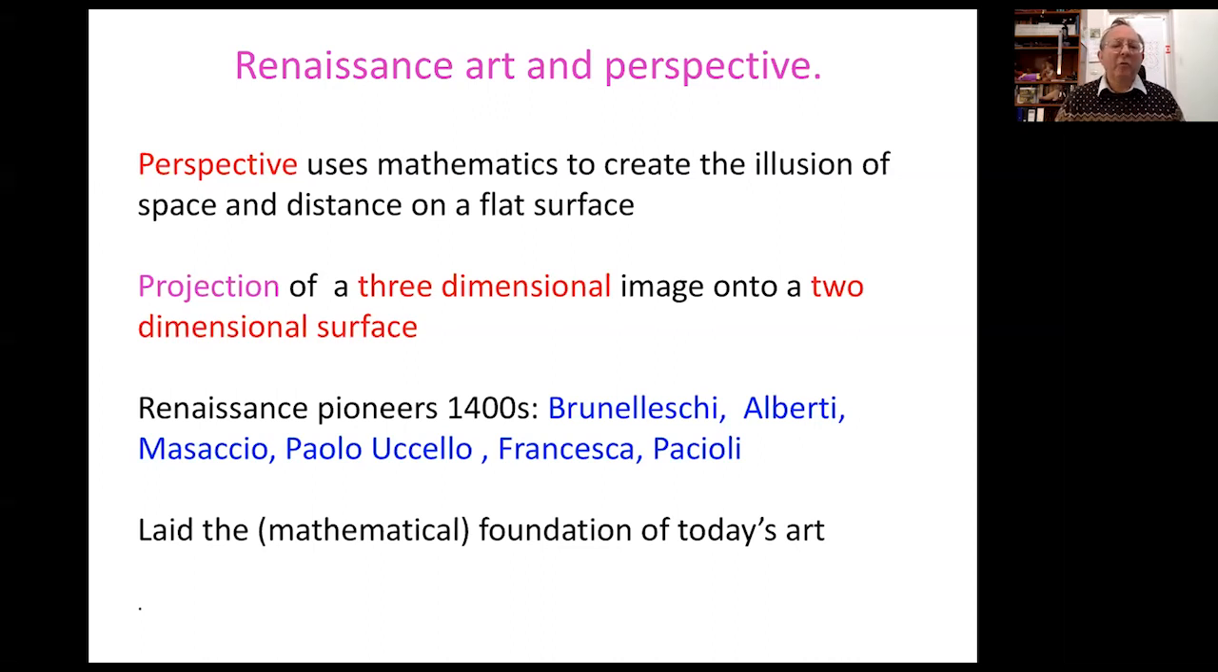And some of the heroes of all of this are the mainly Italian artist-mathematicians. Again, where's the difference? Brunelleschi, Alberti, Masaccio, Paolo Uccello, Piero della Francesca, and Pacioli. These were the pioneers of the notion of perspective, and they basically laid the foundation of modern art, and they laid it through mathematics. So here's mathematics creating essentially modern art. When I say modern art here, I don't mean modern art as in modern art, but the art that we're used to seeing when we look at paintings nowadays.